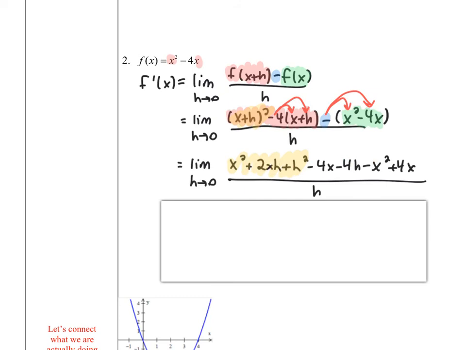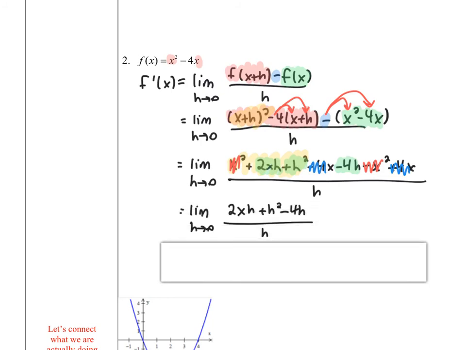But some really cool things happen, and this will happen every time for you. The x squared minus x squared zeroes out. You've got a -4x and a +4x that zeroes out. And if you take a look at everything that's left, 2xh plus h squared minus 4h, everything that's left will always have an h in it, as you see right here. And if my remaining terms all have an h, what I'm going to do on my next step is just factor out that h.